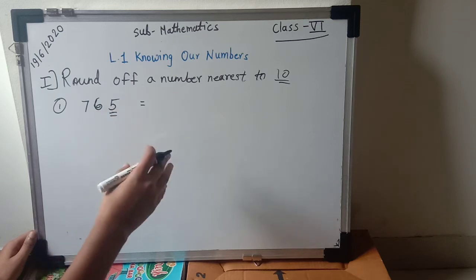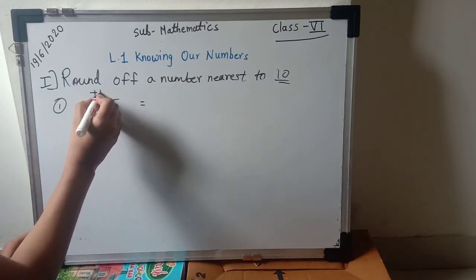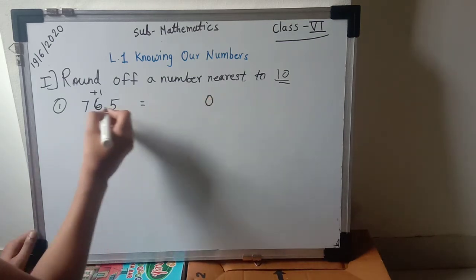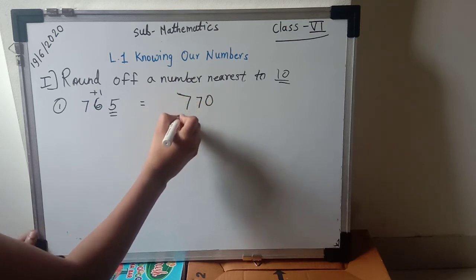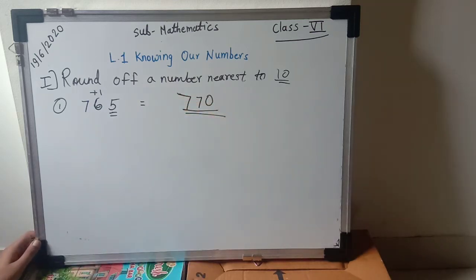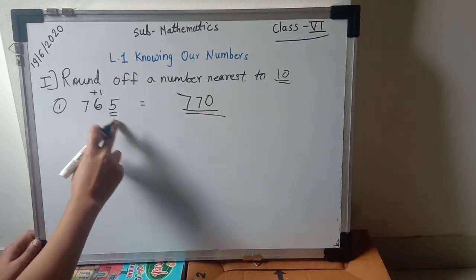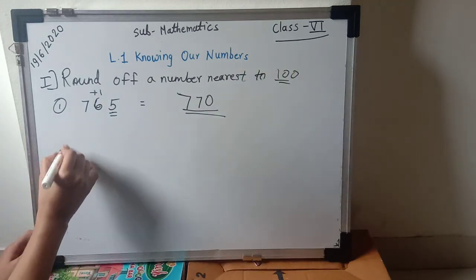Okay, so when 5 or more than 5 digit comes, what we have to do, we have to increase the tens digit by 1 and replace the ones digit by 0. 1 plus 6 is equal to 7, and write the other number as it is. So we rounded this number nearest to 10, and we got 770 for 765. Now let's round up the second number nearest to 100.